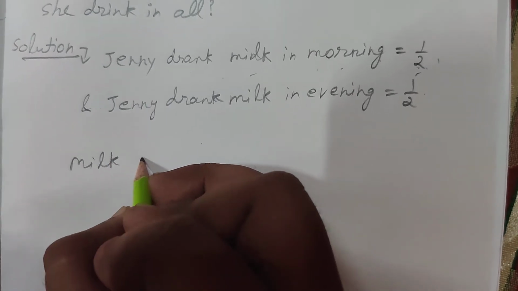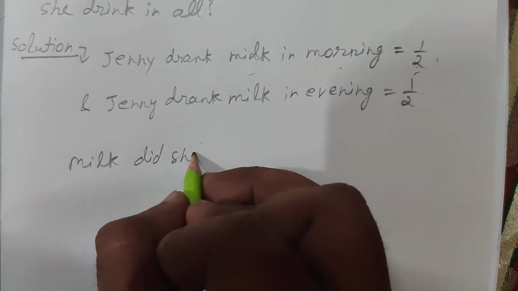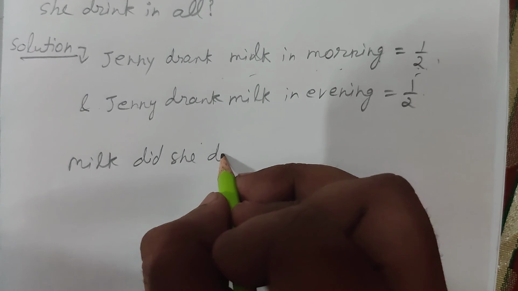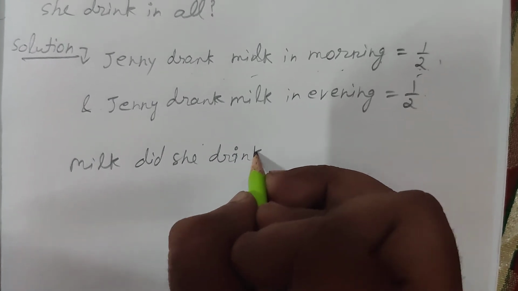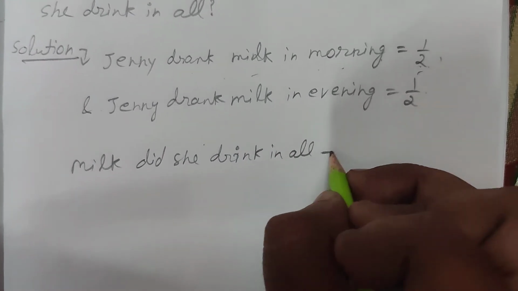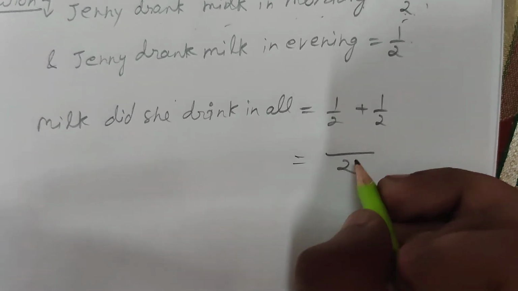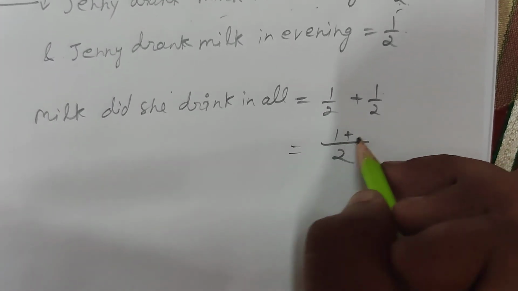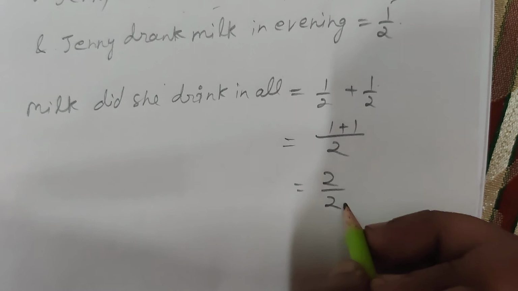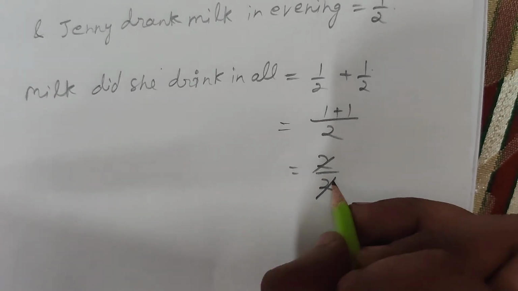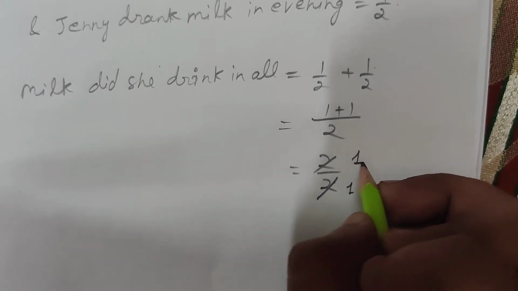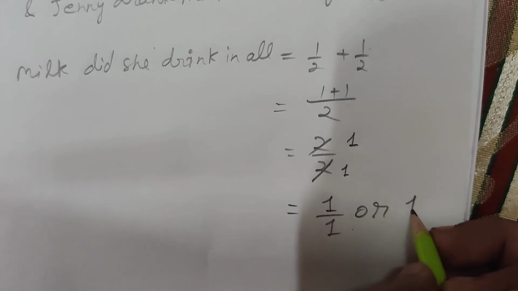Milk did she drink in all is equal to 1/2 plus 1/2. आधा प्लस आधा टोटल हो जाएगा हमारा एक. कैसे आएगा? 1 + 1 equal to 2/2. 2 ones are 2 and 2 ones are 2. It is 1/1, or we can say that 1 total glass.